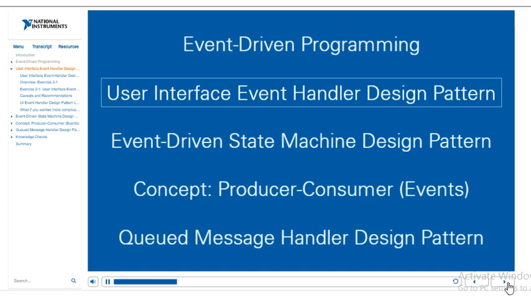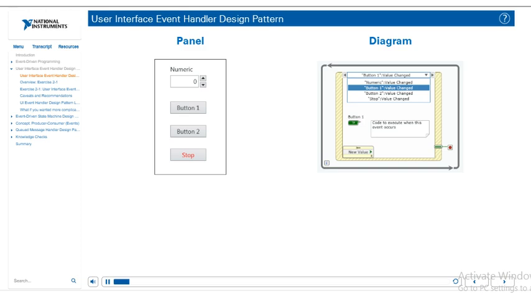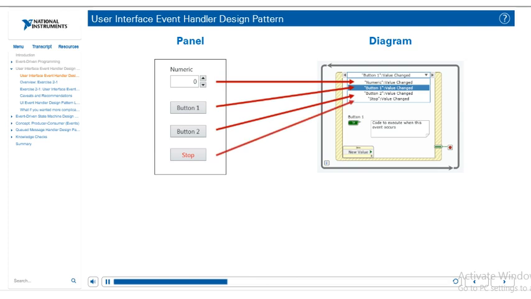In this section, we will discuss how to create an event-driven application with the user interface event handler design pattern. The user interface event handler design pattern consists of an event structure inside a while loop. Each event case of the event structure is configured to handle a UI event, such as a value change of a control on the panel. Each event case also contains the code to execute each time that event occurs.